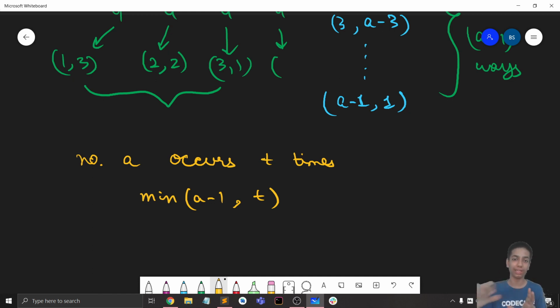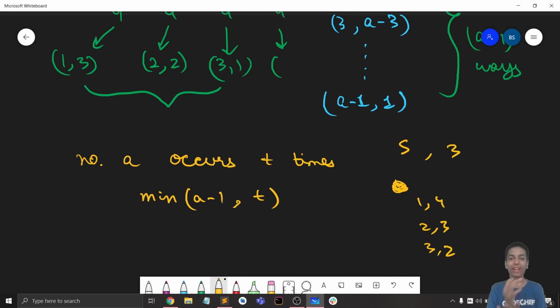The frequency in the array. So this means that if 5 occurs 3 times, I'll take the minimum of 4 and 3, that is 5 minus 1, and 3. So this gives us 3, and yes, you will split 5 into 1 comma 4, 2 comma 3, 3 comma 2, right? After this, you don't even have another 5. So you take the minimum, right?